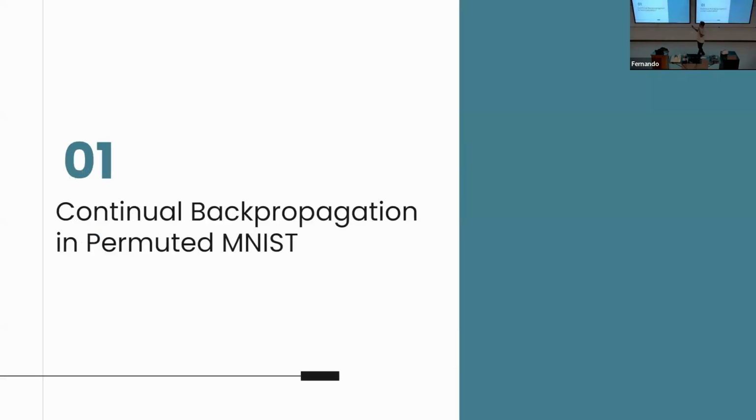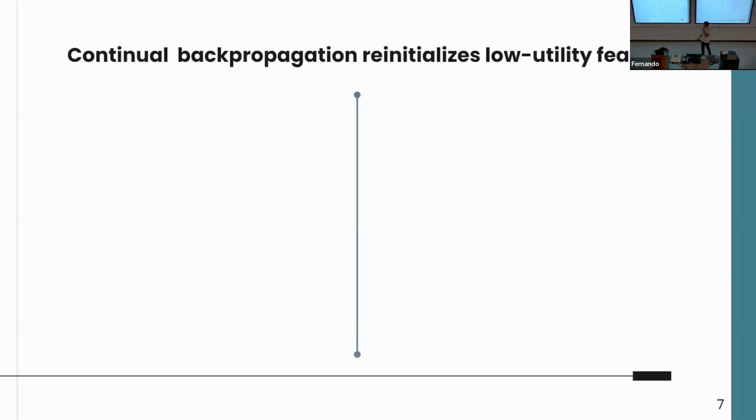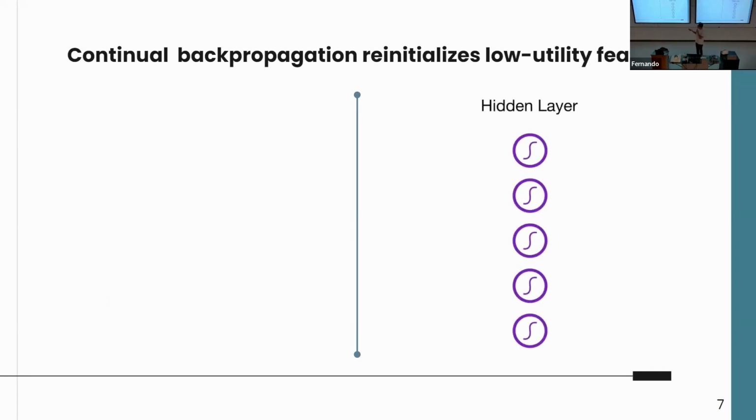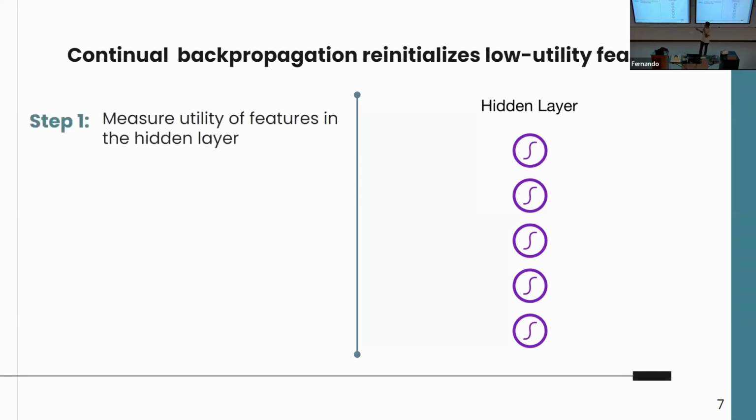All right, so I'm going to just start with section 1, continual backpropagation. And I'm going to start by giving you a description of how the algorithm works. Let's pretend we have some hidden layer anywhere in the network. What continual backprop does is, first, it measures the utility of each feature in the hidden layers. So we have a utility function that gives us a number for each of these and tells us how useful that feature is for the network.